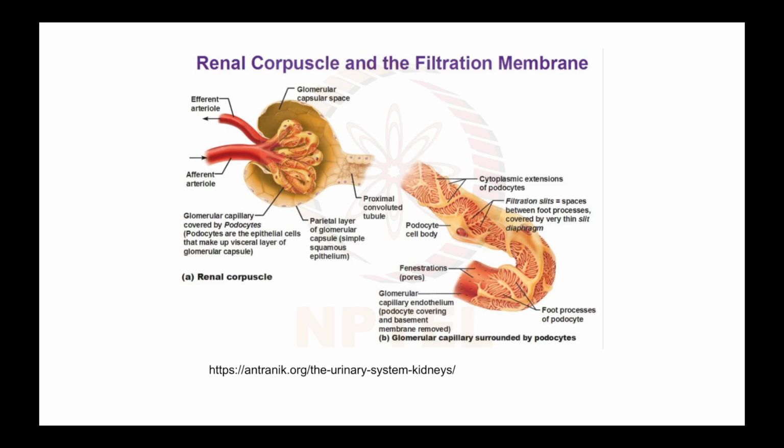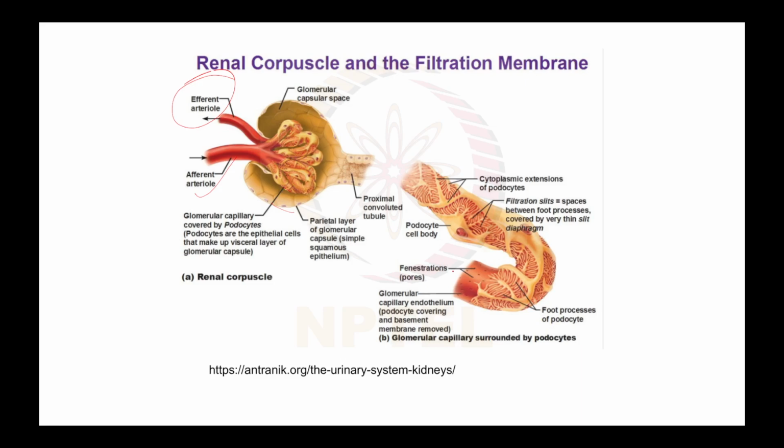Okay, so here you can see these glomerular capillaries. This is the afferent arteriole, this is the efferent arteriole. Here the glomerular capillaries are there, and you can see the covering of these capillaries is of podocytes. These glomerular capillaries are covered by podocytes, the epithelial cells that make up the visceral layer of the glomerular capsule. And this is the parietal layer of the glomerular capsule, the proximal convoluted tubule, and this is the space.